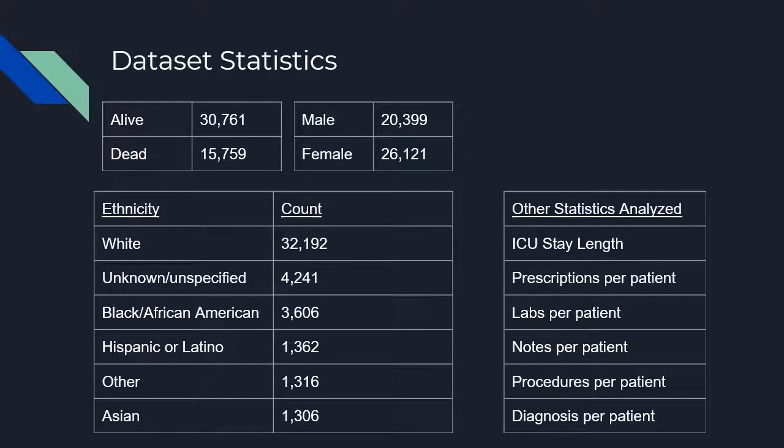We first did some descriptive analysis of the data set, and as you can see, we had 30,000 alive patients and around 16,000 dead patients, and male and female. We did descriptive analytics based on ethnicity, and some of the useful statistics that we analyzed were ICU stay length, prescriptions per patient, labs, notes, procedures, and diagnosis.